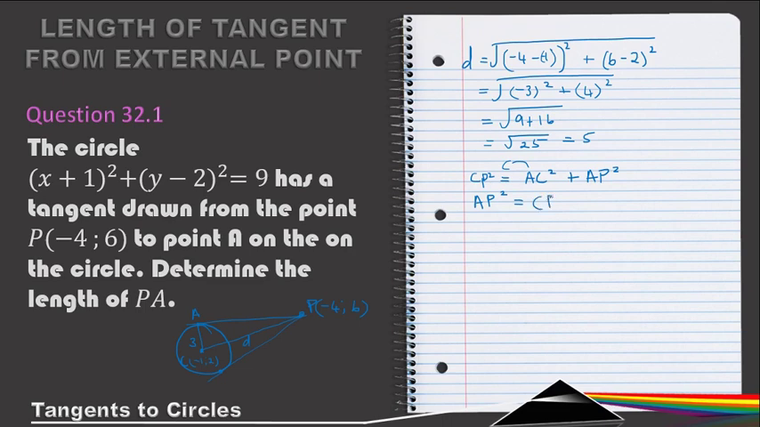So we have CP squared minus AC squared. And then we just substitute in the values that we know. AP is the square root of CP, which is the distance we found, 5 squared, minus AC, which is 3, so 3 squared. This then gives us 25 minus 9, which is 16, and that is equal to 4. And that is our distance.